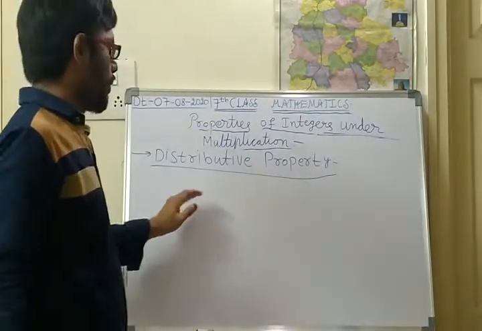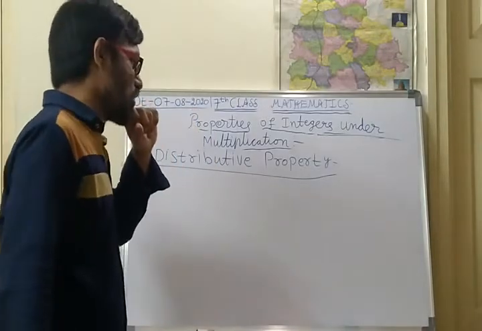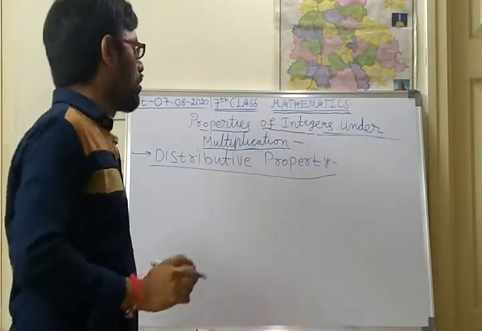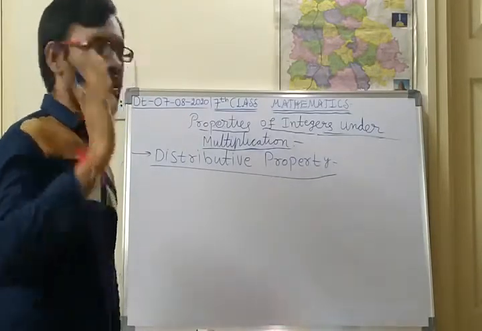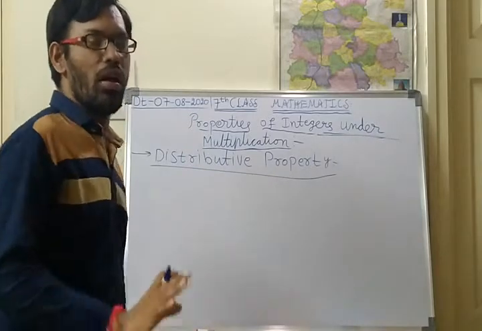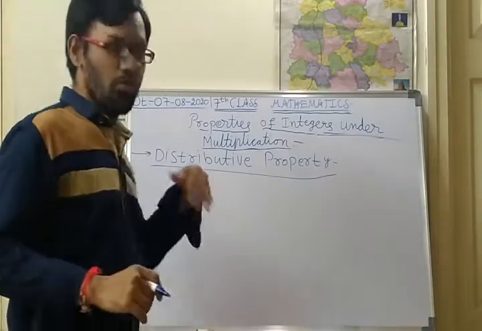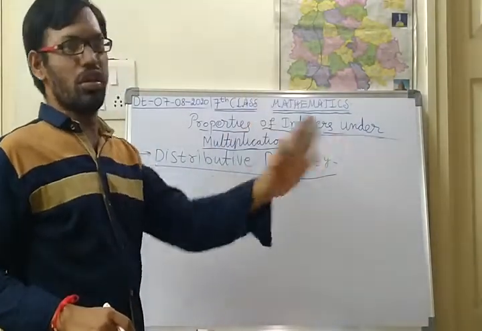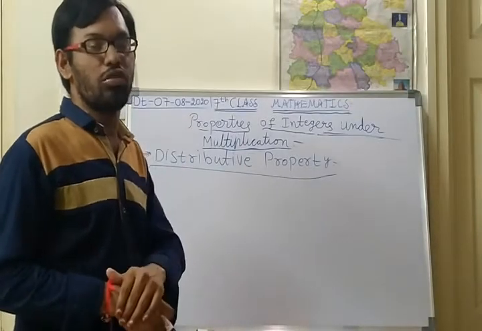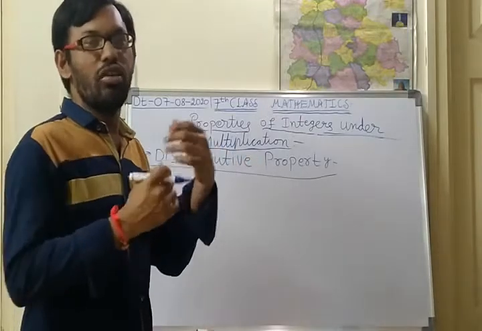Okay, this property is one of the new properties which is not there in the addition properties. Generally, suppose you have 10 chocolates, and you have 5 friends. You want to give all those 10 chocolates to them equally. So how will you give to them? You will distribute them very equally.